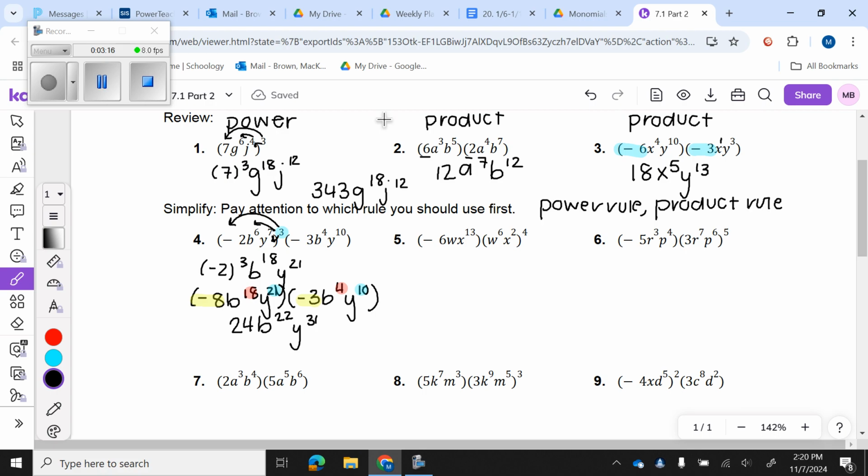All right, on number 5, I'm going to look to see if I need to do the power rule anywhere. Well, there's a 4 outside these parentheses, which means I need to do the power rule first, and I need to distribute that 4. This guy in the front's going to stay the same.